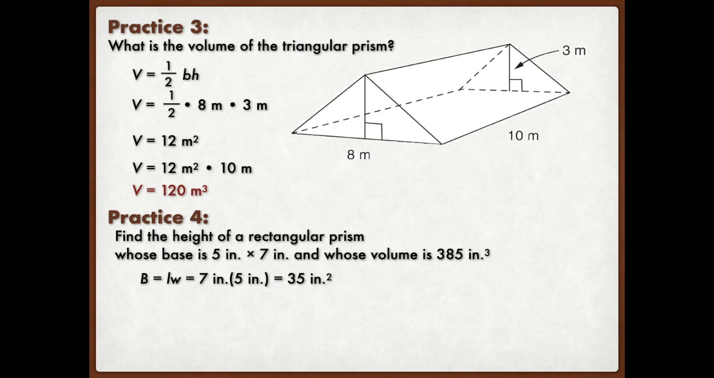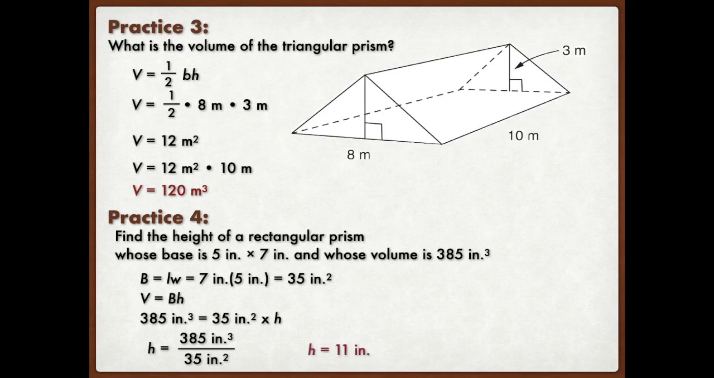So what do I need to do? I need to divide by 35 to get x by itself, and then divide 35 into 385. And then that will give me my height. I go ahead and divide, and that will give me 11 inches.